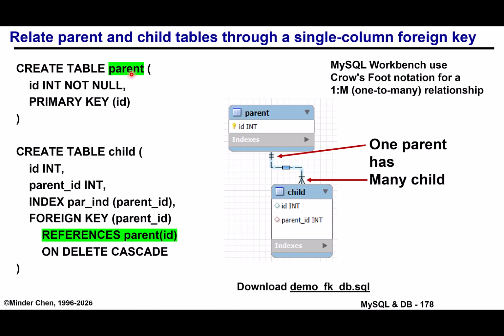We create a parent table. We just call it parent table. It has a single column, which is integer, not null, and it is a primary key. The ID is a primary key, so it looks like this. Okay. And we create another table called child table, which also has an ID here. And we create another column, which we call parent ID.